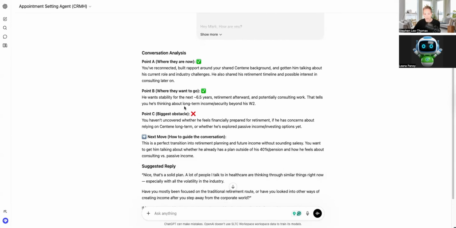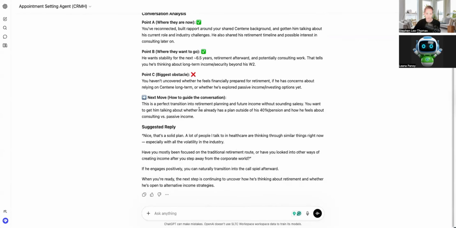But I have not done this yet. You haven't uncovered whether he feels financially prepared for retirement, if he has concerns about relying on spending for the long term, or whether he's explored passive income options yet. So it's going to tell you you need to transition, how to guide the conversation, and here's a reply. And it's going to give you a suggested reply. And you can just keep going back and forth.